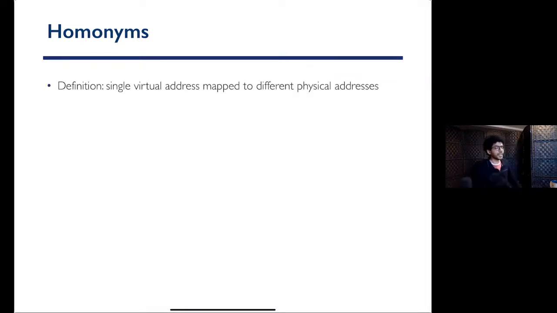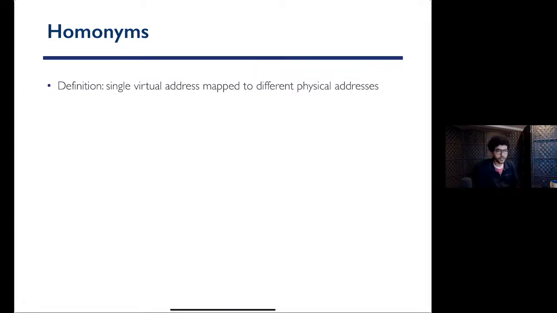Okay, so next, let's talk about difficulties that could arise by having TLBs. The first one that we're going to talk about is homonyms. What is a homonym? A homonym is a single virtual address that is mapped to different physical addresses. And this happens when you have two different processes that use the same virtual page in their virtual address space.